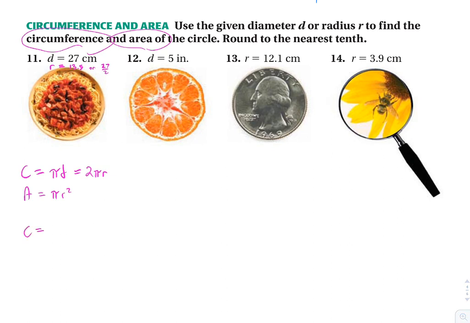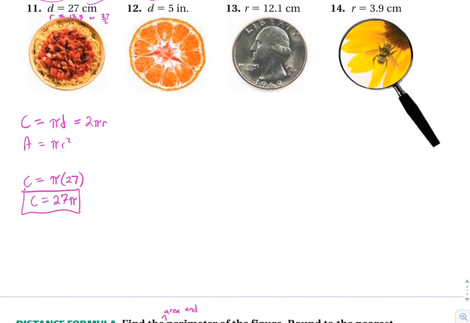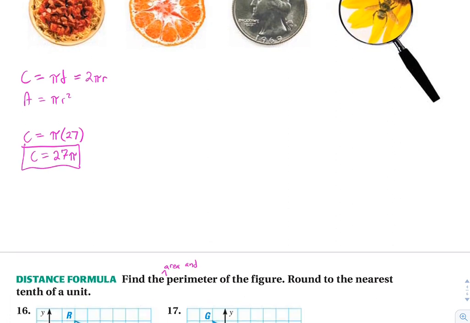So the circumference is pi times diameter, 27, which I would just write as 27 pi exactly. And I would just leave it like that. That's my answer. Now, you would have to plug it in to a calculator to test it out.